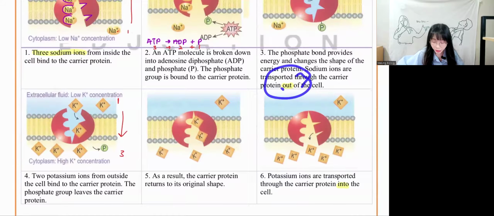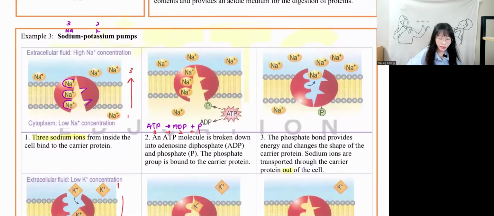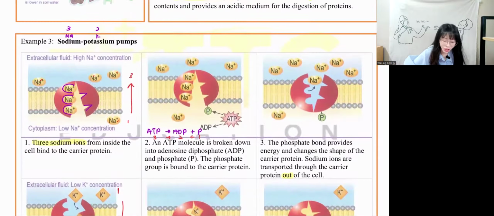Out of the cell is elimination. Into the cell is accumulation. So it fits the purpose, right? Accumulation and elimination of substances. This is what it is. Elimination and accumulation. This sodium potassium pump will be a question that you will see in your exam.